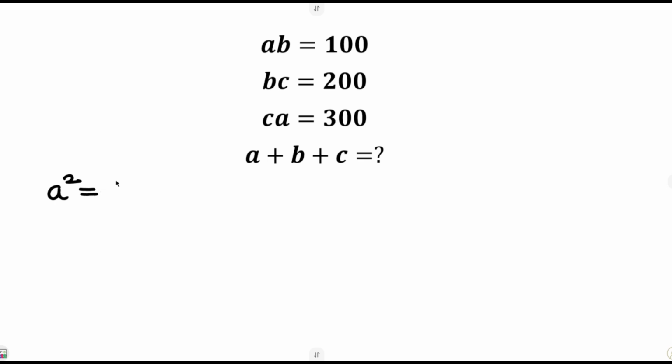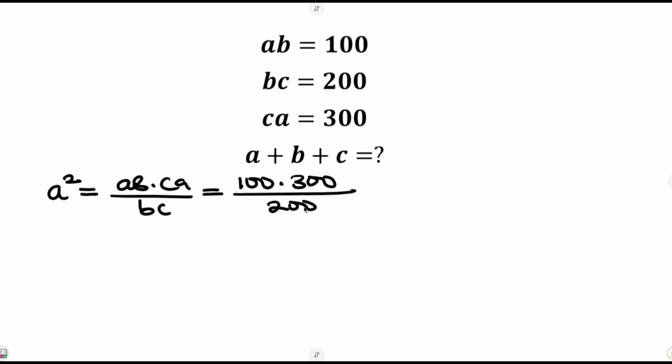To find a squared, we multiply the terms with a, and that is ab times ca, and then divide by the term without a, and that will be bc. And this is equal to ab, which is 100, times ca, which is 300, now divided by bc, which is 200. Now see that these two zeros cancel out, leaving behind 3 over 2, which is 1.5, and 100 times 1.5 is 150.